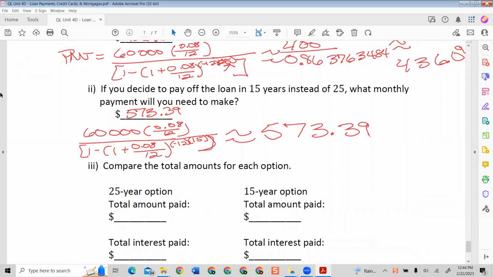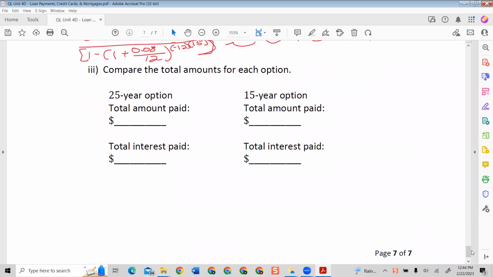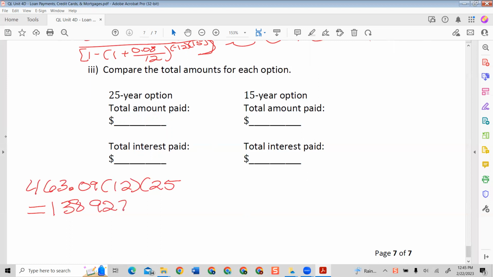Okay, guys. So when you compare the total amounts to each other to see which one's the best option, what we can do is take the amount that we're going to pay for the 25 years per month, which is $463.09, multiply it by 12, multiply it by 25. And what does it give us? 463.09 times 12 times 25. It's going to say $138,927.